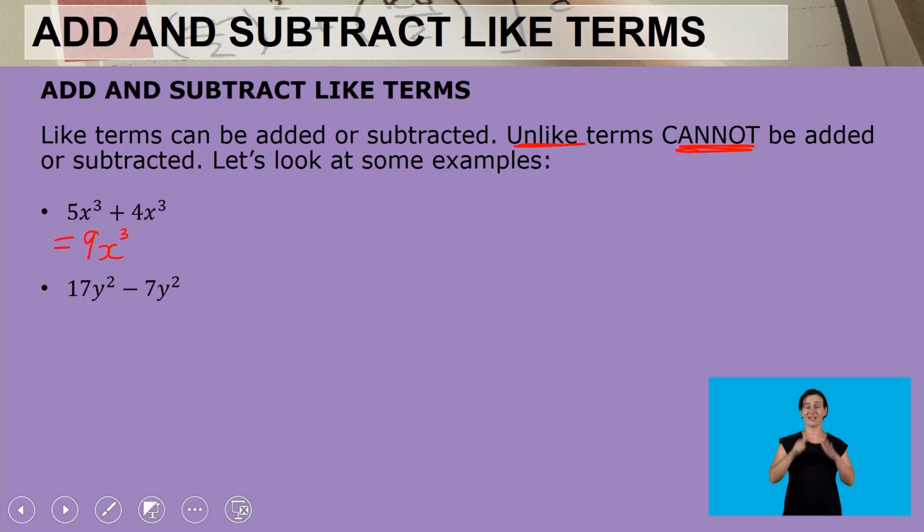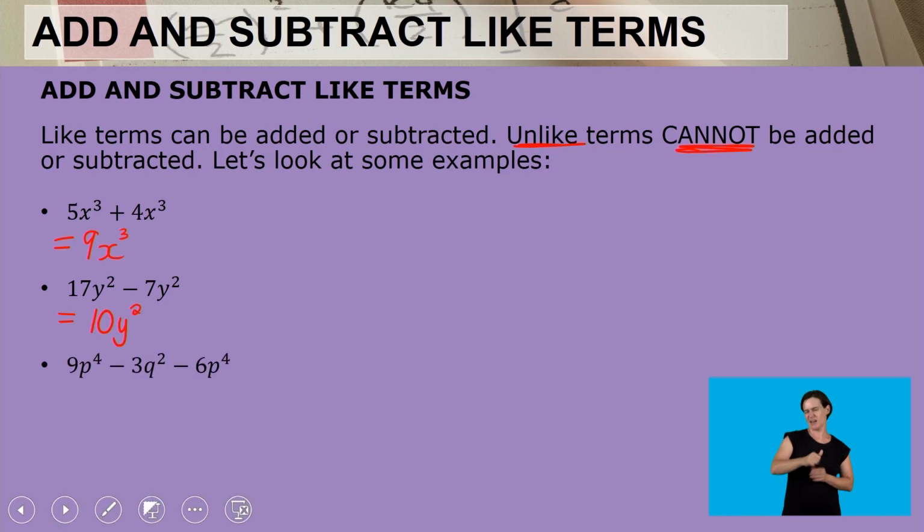We have the 17y squared minus 7y squared. Now, are they like terms? Yes, they are like terms because they have the same variable and the same exponent on that variable. So 17y squared minus 7y squared is going to give us 10y squared. That is absolutely correct if you also got a 10.